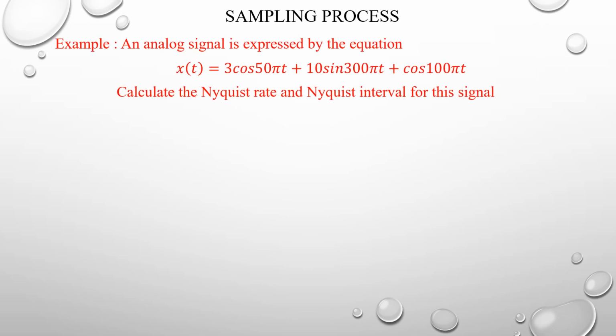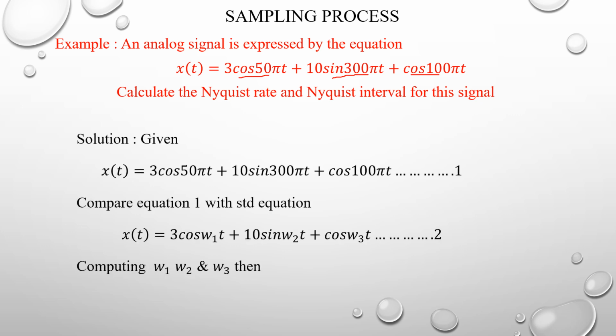An analog signal is expressed by the equation x of t is equal to 3 cos 50 pi t plus 10 sin 300 pi t plus cos 100 pi t. So we have three signals. This is the first signal, this is the second signal, and this is the third signal. Calculate the Nyquist rate and Nyquist interval for this signal.